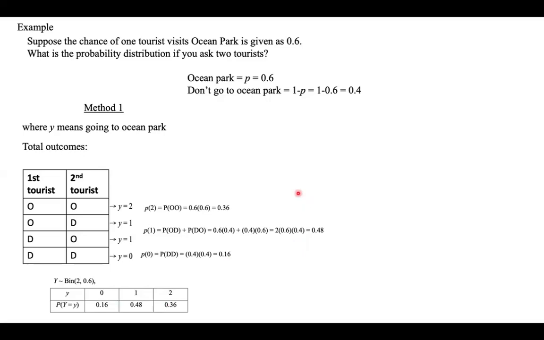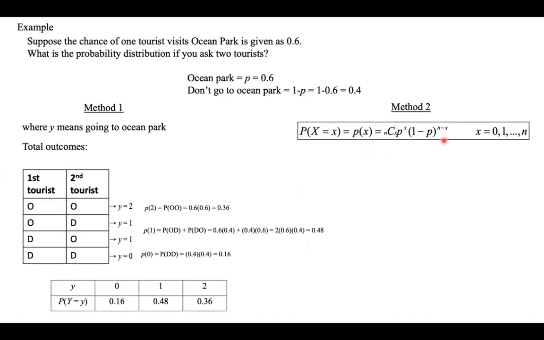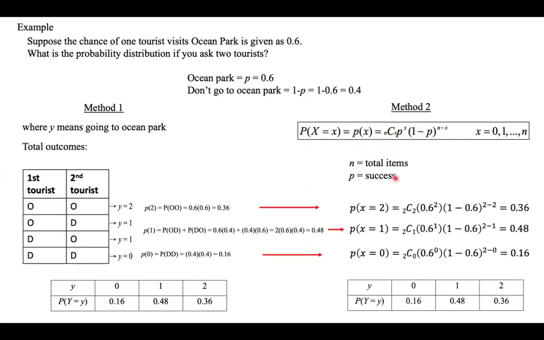All right. So let's use a different approach. We are going to apply this equation. So n in this equation means the total items, and p means the success. So we can see that in here, n is the total items. We have two people. And x would be the number of people going to Ocean Park, and that is 2. p would be the success, so 0.6. And x again is 2 in here. And then we have 1 minus p, so 1 minus 0.6 again. Then n minus x. So n is once again the total number of tourists, and x is the people going to Ocean Park, so 2. And if you pop this into the calculator, you should get 0.36.